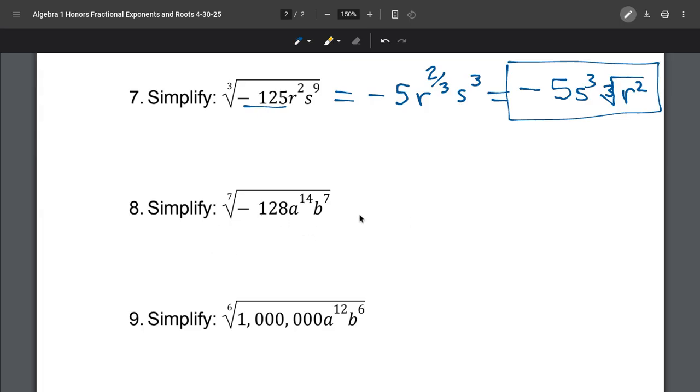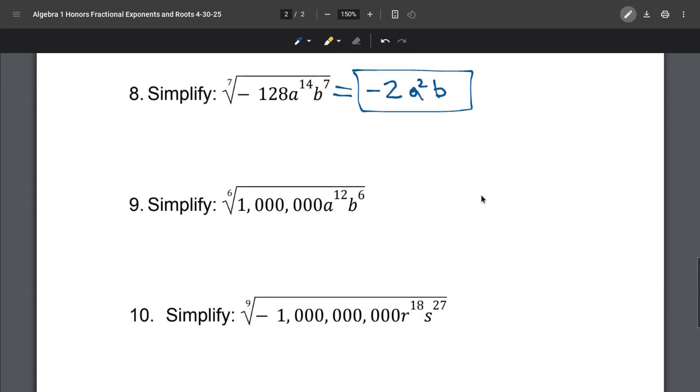Okay, for this next problem, we're taking the 7th root of negative 128 a to the 14th b to the 7th. So the 7th root of negative 128 is negative 2, because if we multiply 7 negative 2's together, we're going to get negative 128. 14 times 1/7 is 2, so we have a squared. And then 7 times 1/7 is 1, so it's negative 2 a squared b.